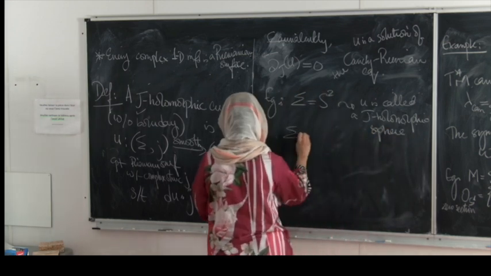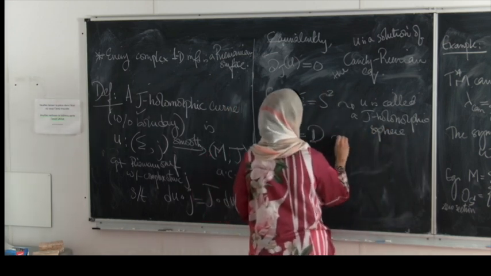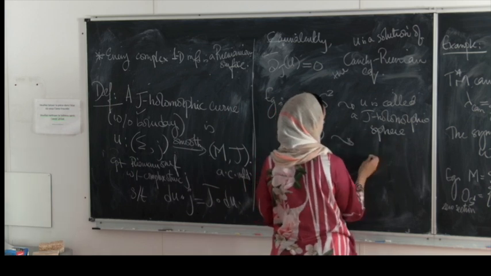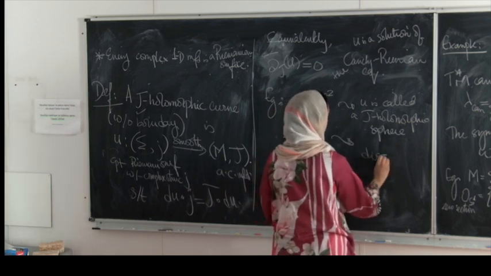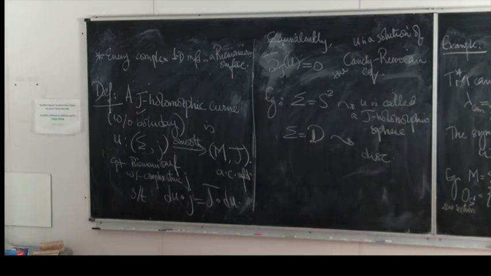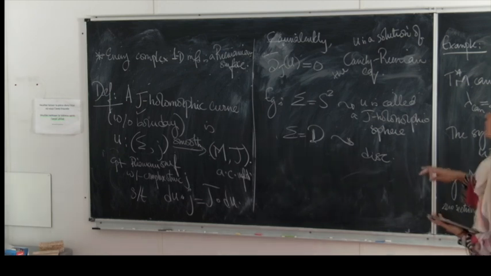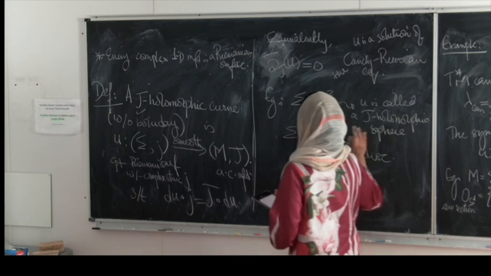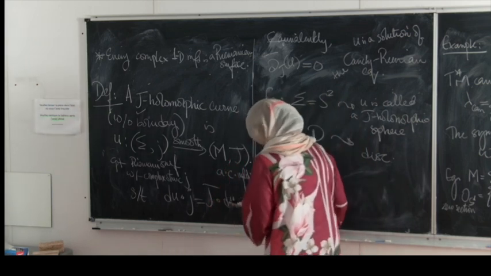And if you take sigma to be D, you'd call it a J holomorphic disk. Okay? So it's complex one-dimensional, but it's real two-dimensional, and this is what it looks like. Okay, this is what it's called. It doesn't look like anything over here.